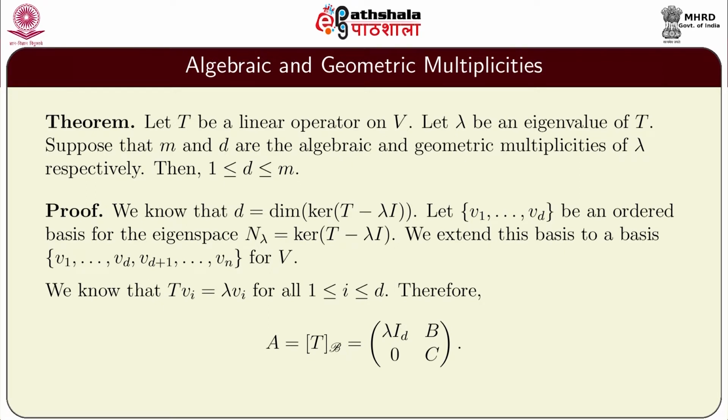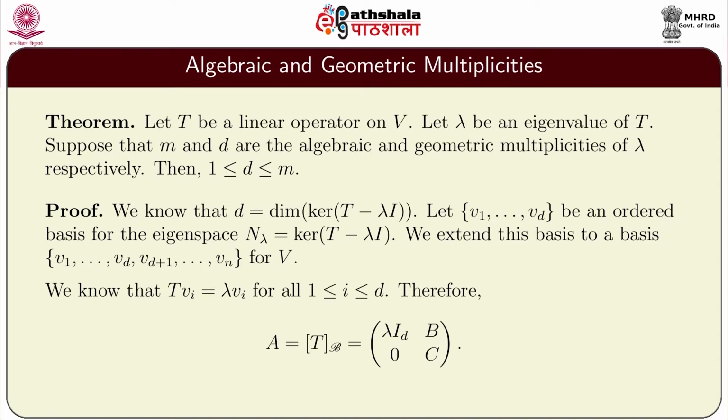We know that d is the geometric multiplicity of lambda, that is, it is the dimension of the eigenspace N lambda, which is the kernel of T minus lambda I. N lambda is a subspace of V. So, if we choose a basis v1, v2, up to vd for N lambda, then we know that it can be extended to a basis of the whole vector space V, and let us call that basis v1 and so on up to vd, and then vd plus 1 and so on up to vn. n is the dimension of the vector space V. We know that T of vi is lambda vi for every i in between 1 and d.